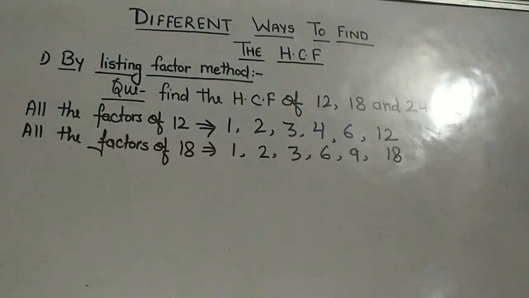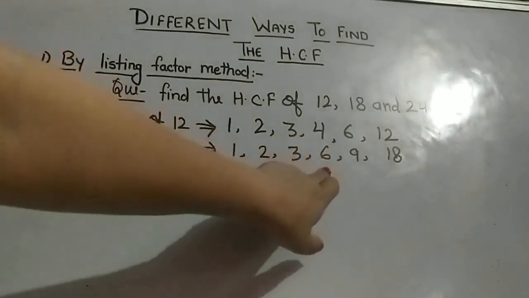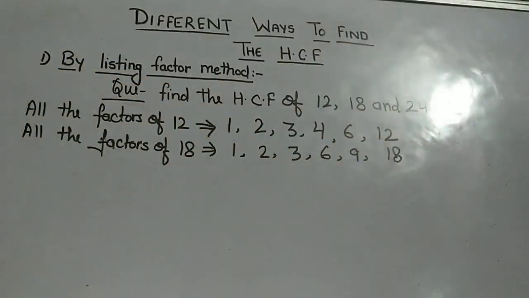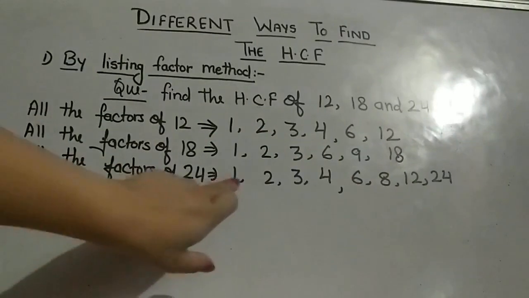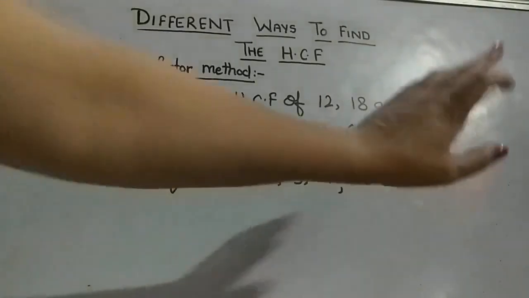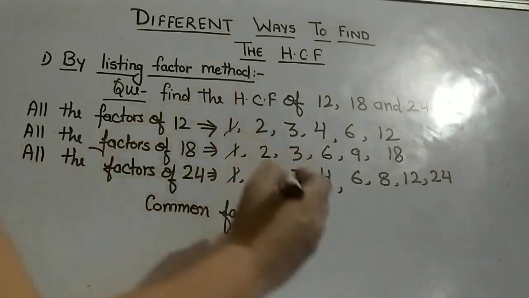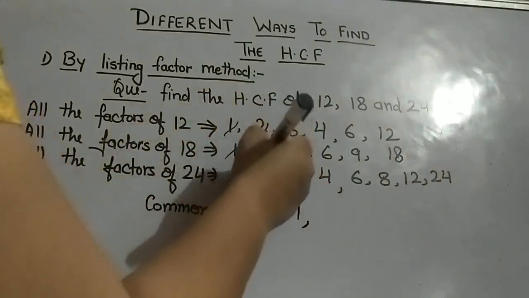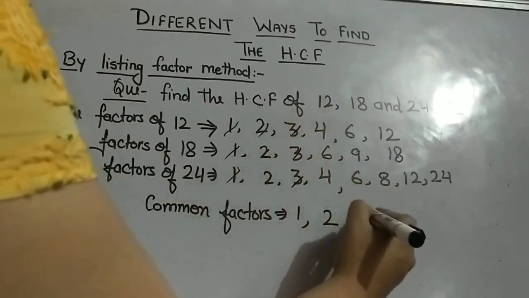Now we list all the factors of 18: 1, 2, 3, 6, 9 and 18. Now we list all the factors of 24: 1, 2, 3, 4, 6, 8, 12 and 24. Next step, identify the common factors. So 1 is a common factor. 2, common factor. 3, common factor.